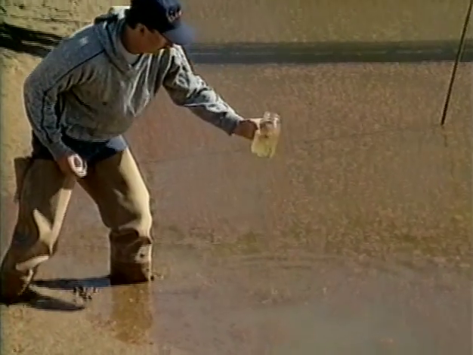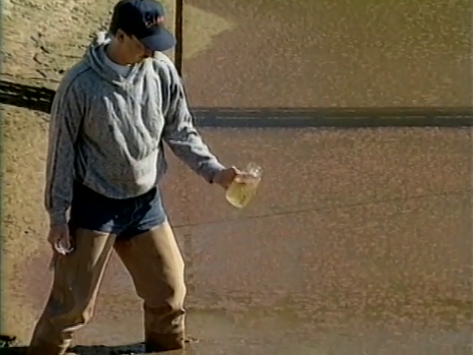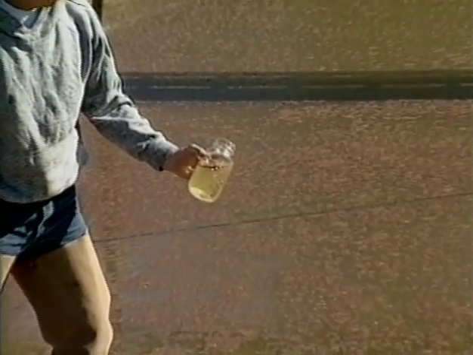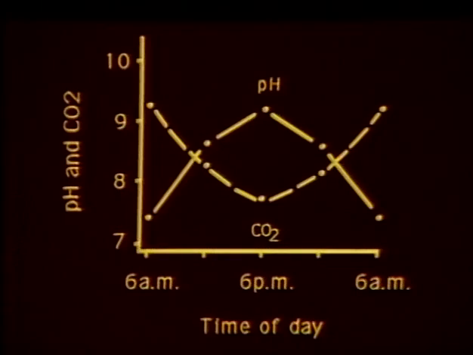Carbon dioxide, in turn, is directly influenced by phytoplankton and other organisms in the pond. During the day, removal of carbon dioxide by photosynthesis of phytoplankton causes the pH to rise. At night, addition of carbon dioxide to the water by respiration of phytoplankton and other organisms decreases the pH. This results in a fluctuation of both pH and carbon dioxide over a 24-hour period, as shown in this graph.